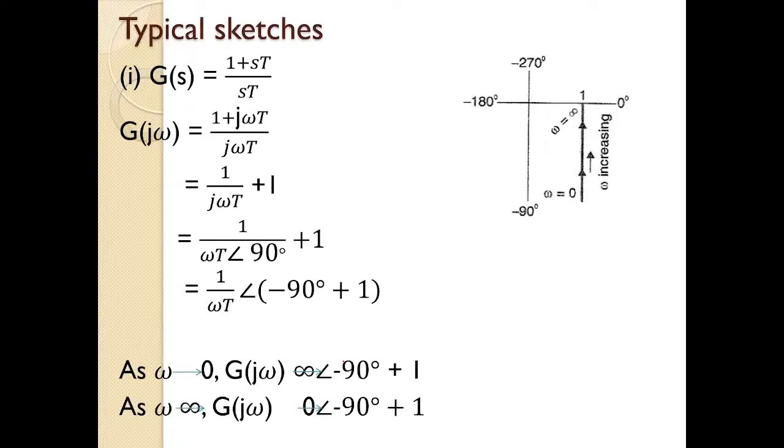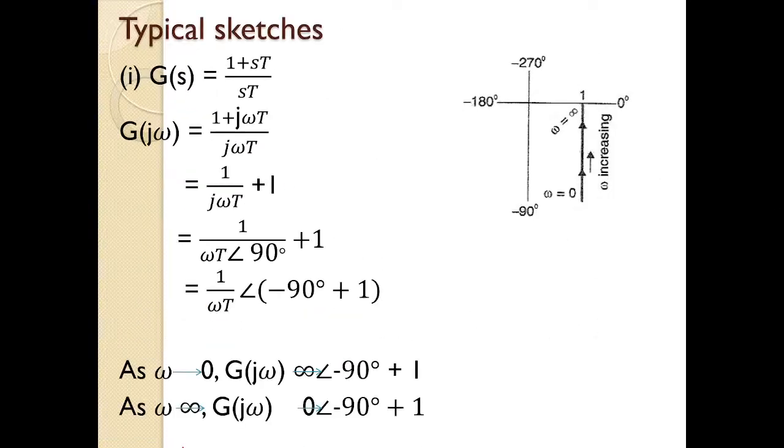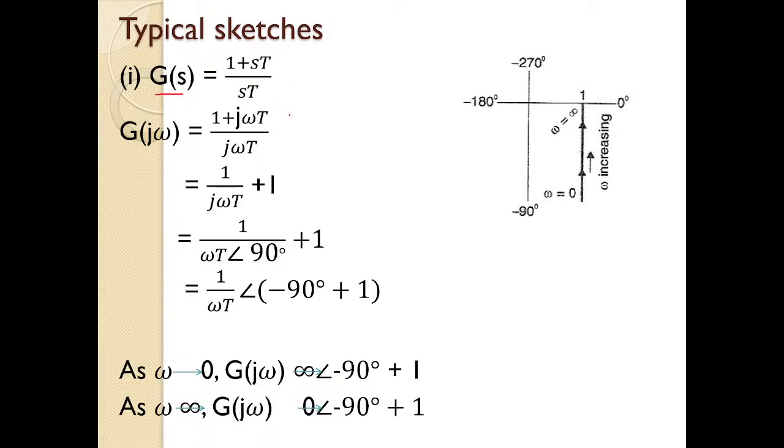Now let us go for the next case. Next are a few more typical sketches. So g of s is equal to 1 plus st by st. This is our g of s. Replace s by j omega. If you replace s by j omega, you will get 1 plus j omega t by j omega t. Just simplify it, you will get 1 by j omega t plus 1.